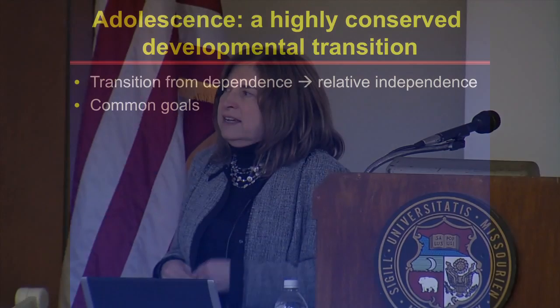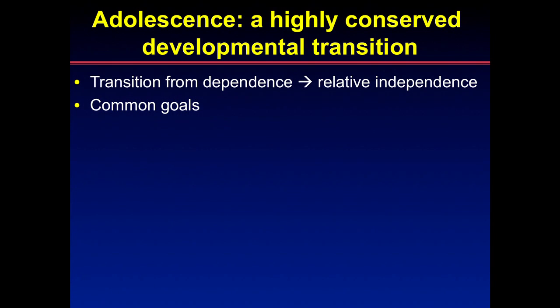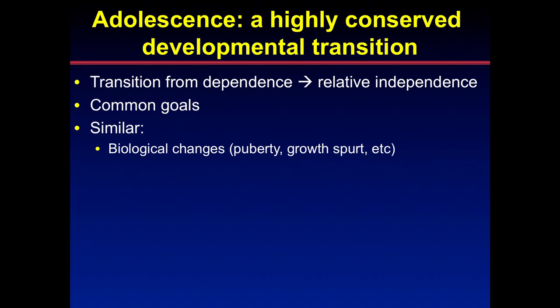You see very similar traits across a variety of species, not just in humans, undergoing this developmental transition. It consists of common goals. Basically, you have to learn what you need to survive as an adult and pretty much on your own, and you have to gain the stuff that's going to allow you to reproduce successfully and carry on the next generation. During this period of time, there are similar biological changes. At some point during this big, broad span of adolescence, there is puberty.